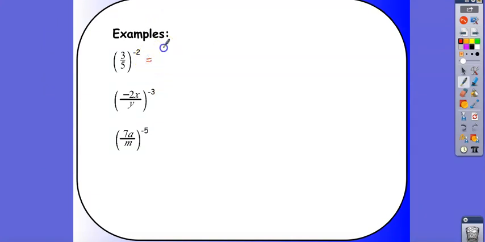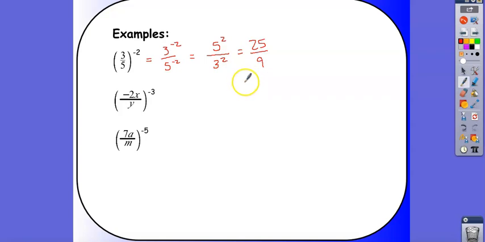I could do it like this. 3 to the negative 2 over 5 to the negative 2. Just put that negative 2 on both. Okay? But can you have a negative exponent? No. So I could do 5 squared over 3 squared. I got 25 over 9.